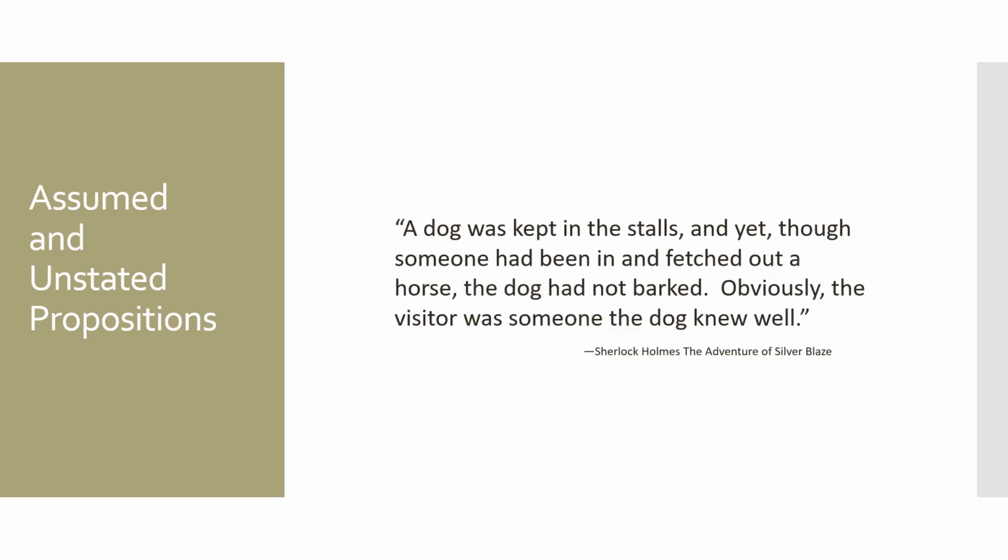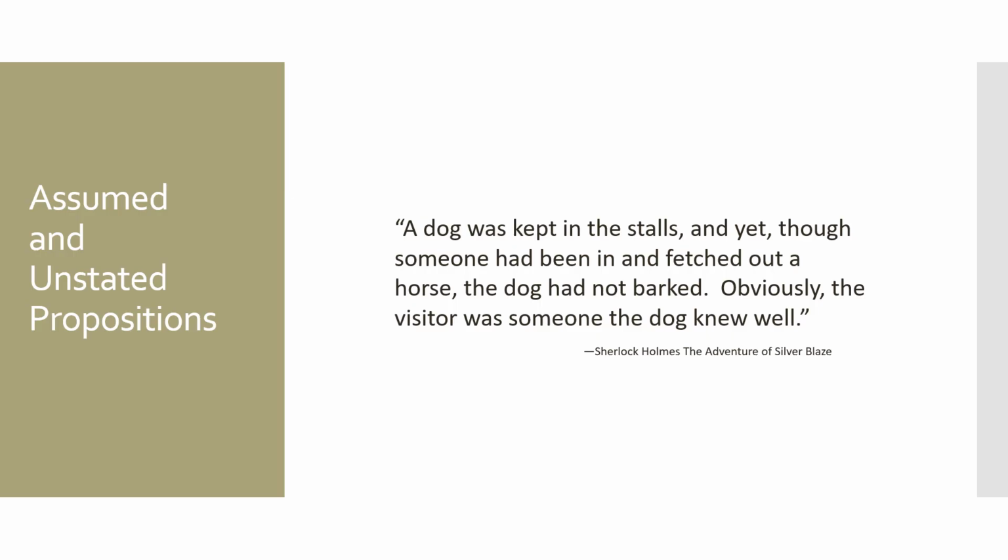So let's take a look at another example, and in this case one where a premise has been left unstated, and we'll have to dig it out to make sense of the argument. So the argument goes: a dog was kept in the stalls, and yet though someone had been in and fetched out a horse, the dog had not barked. Obviously, the visitor was someone the dog knew well.